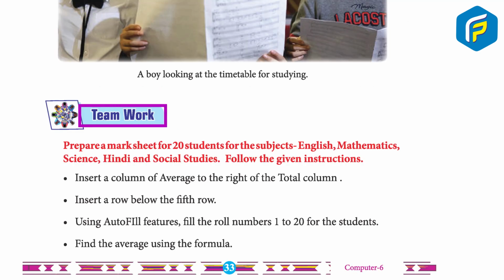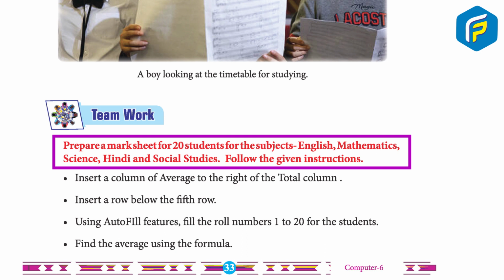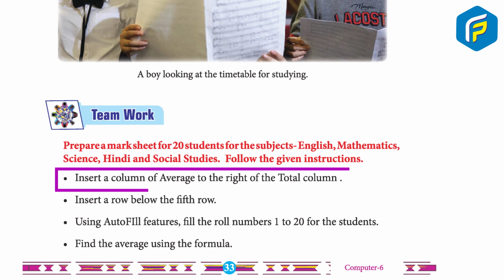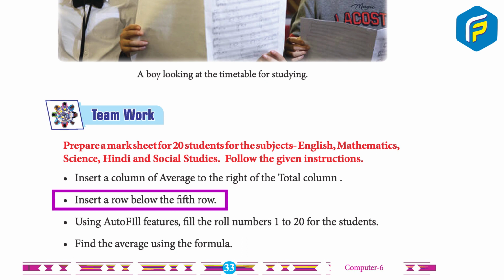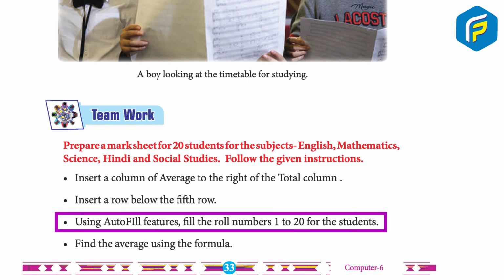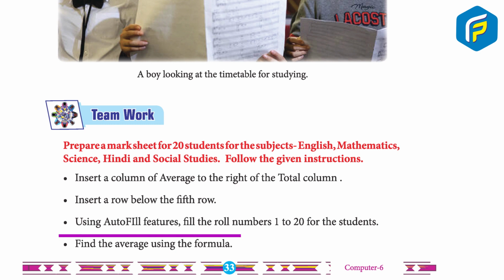Teamwork. Prepare a mark sheet for 20 students for the subjects English, Mathematics, Science, Hindi and Social Studies. Follow the given instructions. Insert a column of average to the right of the total column. Insert a row below the fifth row. Using the autofill feature, fill the roll numbers 1 to 20 for the students. Find the average using the formula. Answer: Students will do it themselves.